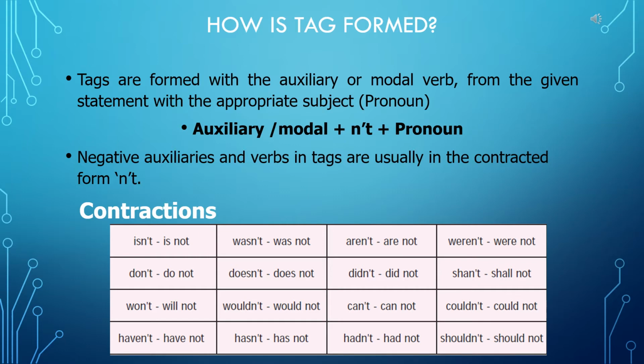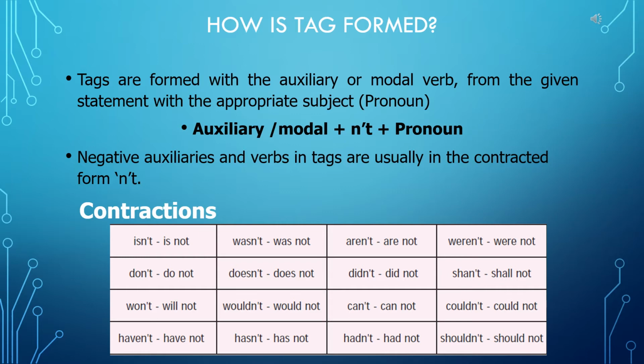Here you have the contractions. Isn't means is not. The next one, don't, means do not. The next one, won't, means will not. The word haven't means have not. Wasn't means was not. Doesn't means does not. Wouldn't means would not. Hasn't means has not.